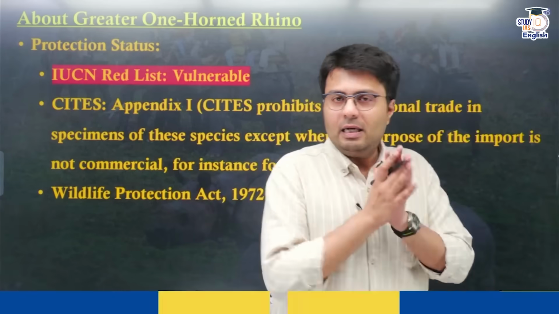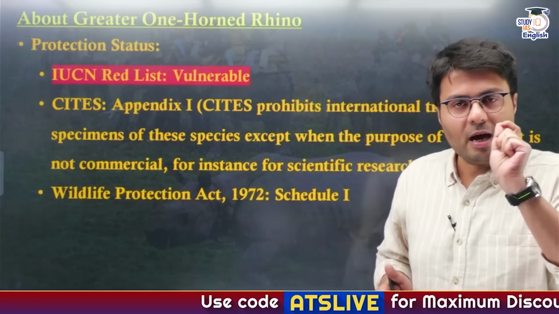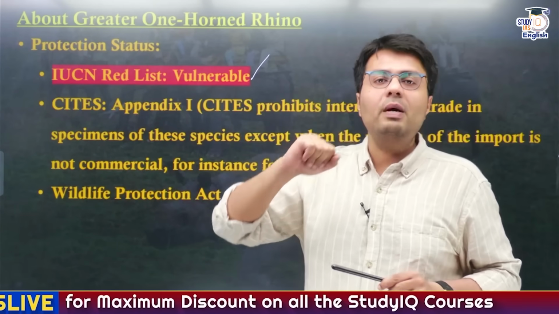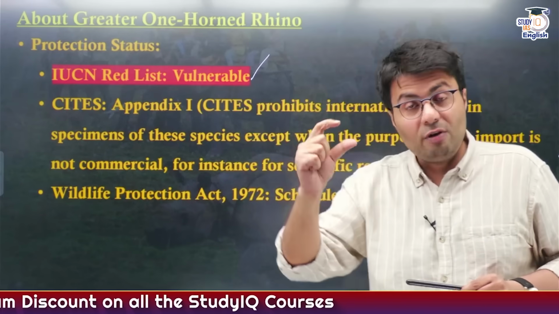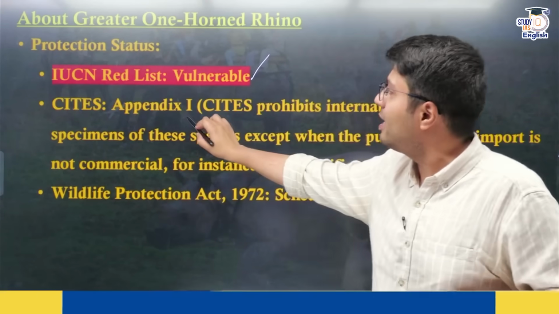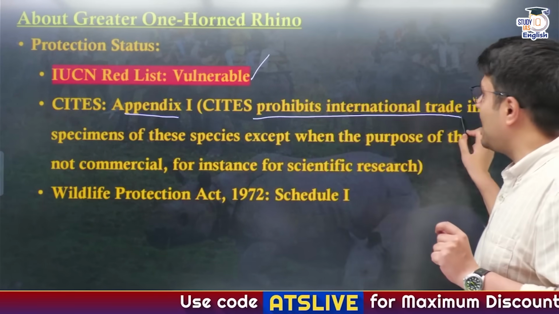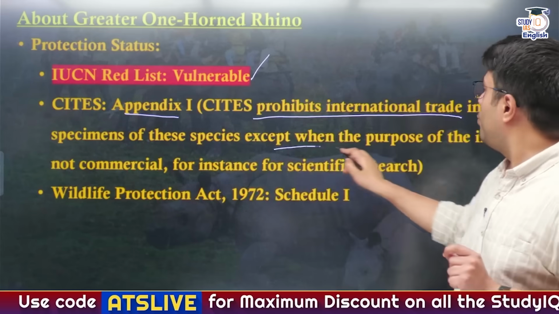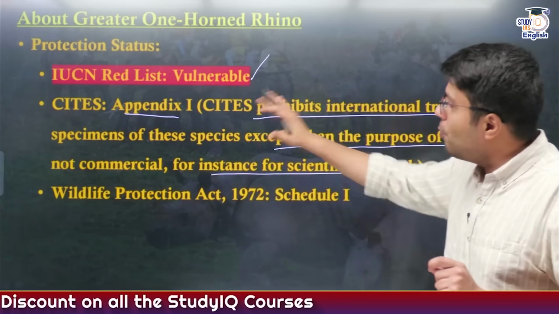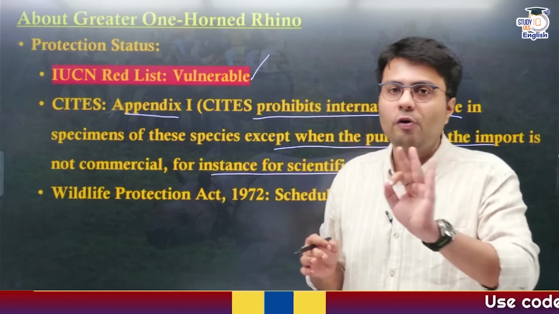Now, jokes apart, let us understand the protection status of these species. The greater one-horned rhinoceros is categorized as a vulnerable species in the IUCN Red List. Similarly, the CITES Convention, which looks at the level of endangerment of the species before determining whether trade is permissible or not, categorizes the one-horned rhinoceros as an Appendix 1 species, which means CITES prohibits international trade of this species except when the purpose of import is not commercial, but for scientific purposes. So only for scientific purposes can you transfer these species to other locations, not for commercial purposes.